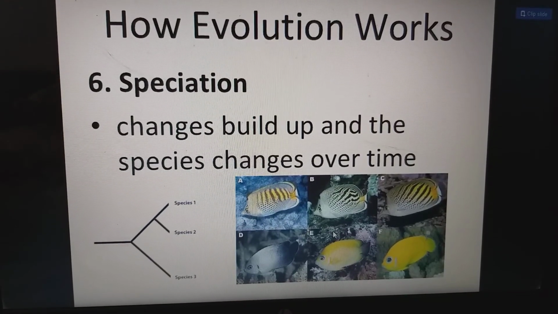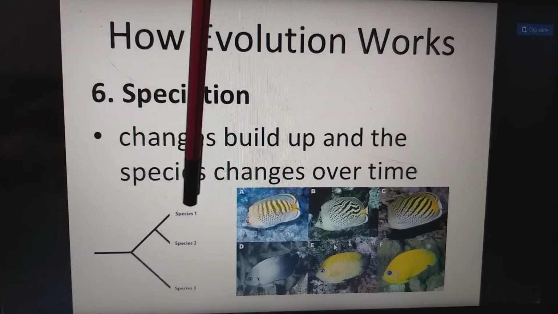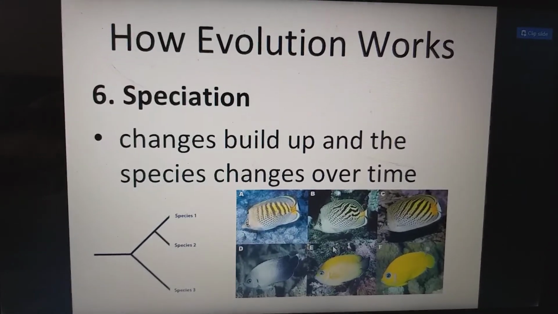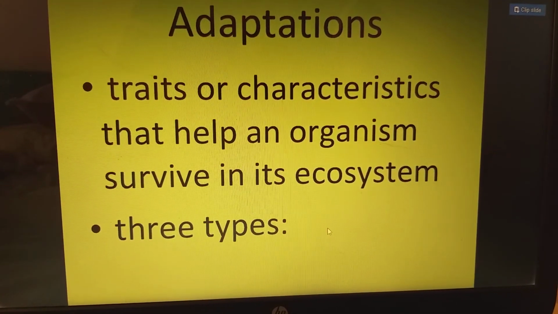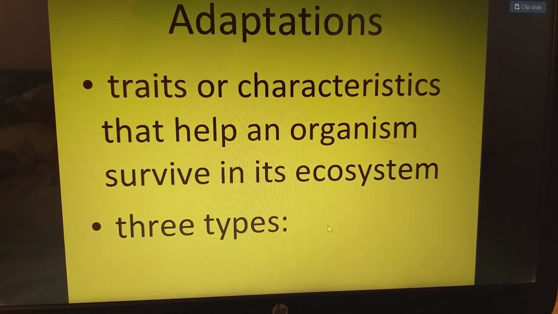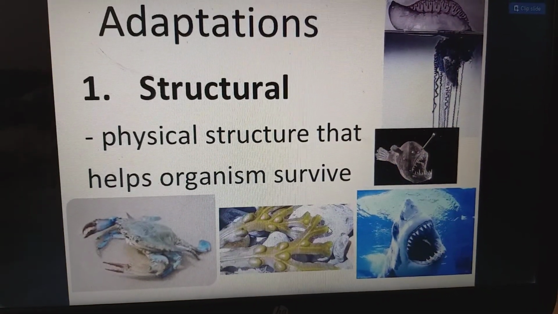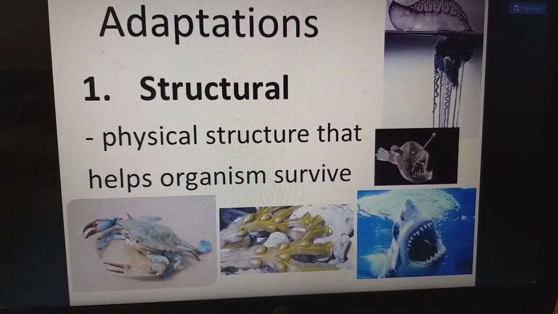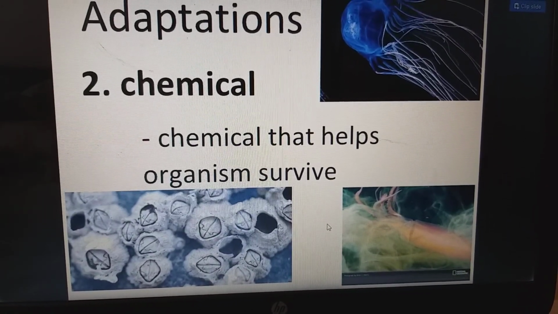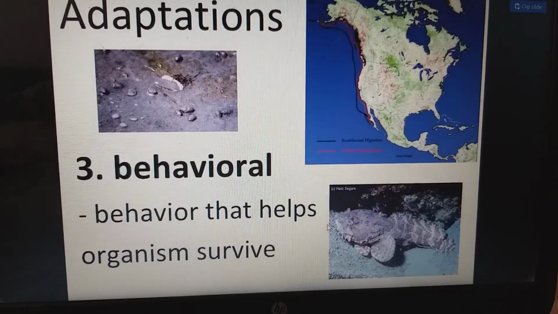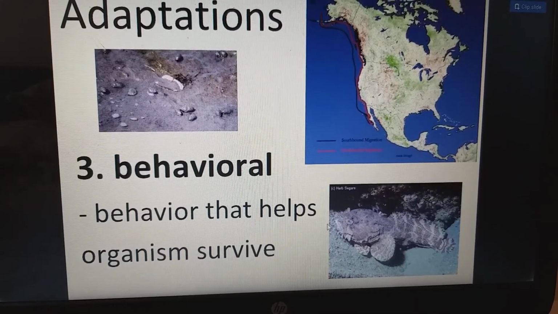Speciation. Changes build up and the species changes over time. In this variant we have type 1 species, type 2 species and type 3 species. Coming to the next, adaptation. Traits or characteristics that help an organism survive in its ecosystem. There are three types of adaptations. One is structural adaptation: a physical structure that helps the organism survive. Chemical adaptation: chemicals that help the organism survive. Behavioral adaptations: behaviors that help the organism survive.